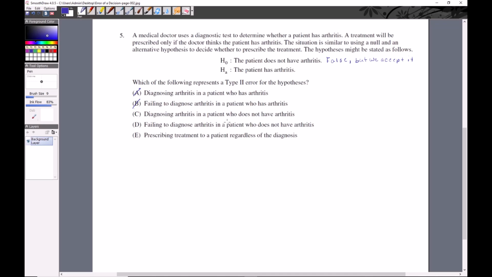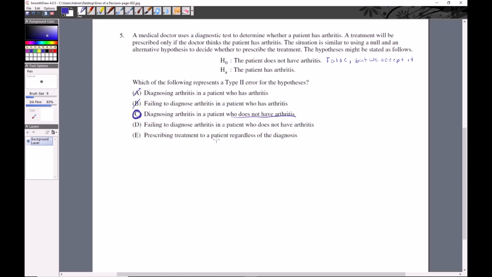The patient does not have arthritis. So this part of it looks good, and we should make a mistake because if it were correct, we should diagnose that they do not have arthritis, but we're diagnosing that they do. That's the answer. All right, I think we have this nailed down.